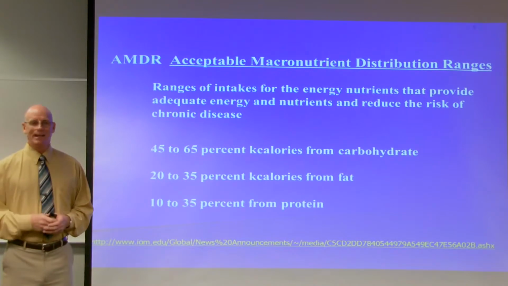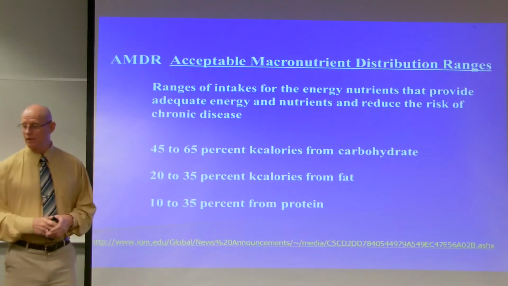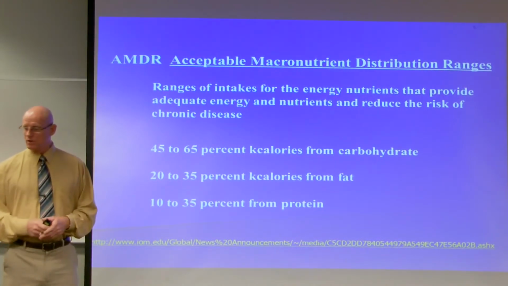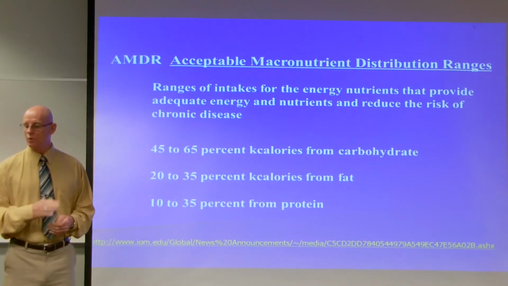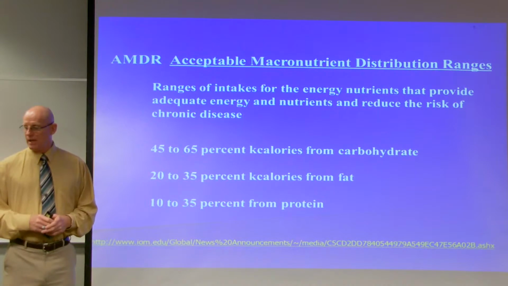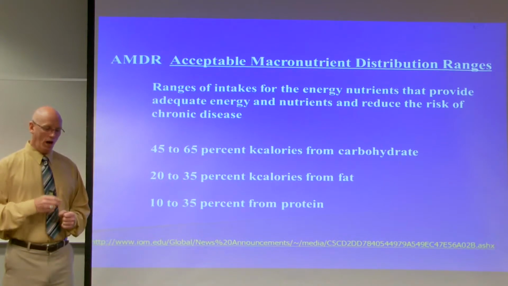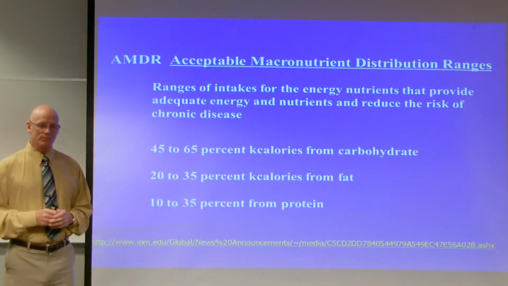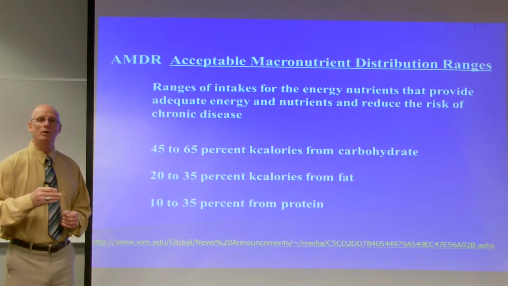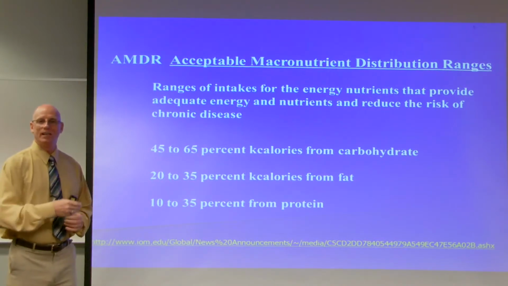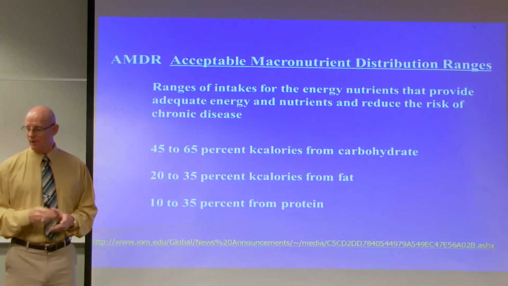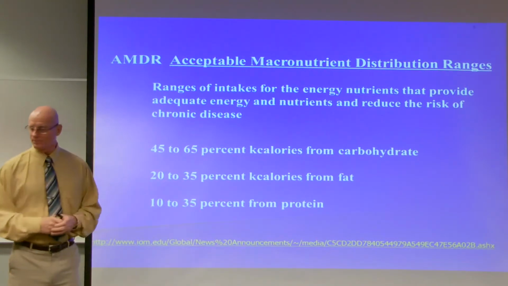Okay, these are the acceptable macronutrient distribution ranges for macronutrients again. They are ranges of intakes for energy nutrients that provide adequate energy and nutrients and reduce the risk of chronic disease. So here we have carbohydrates in between 45 to 65%. The carbohydrates upper limit is set to help you acquire the nutrients that you need in other foods. It's kind of high, but it's set to make sure you acquire the nutrients.